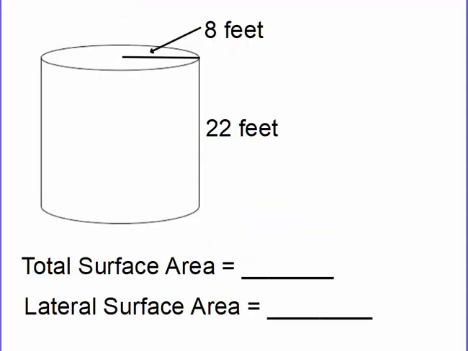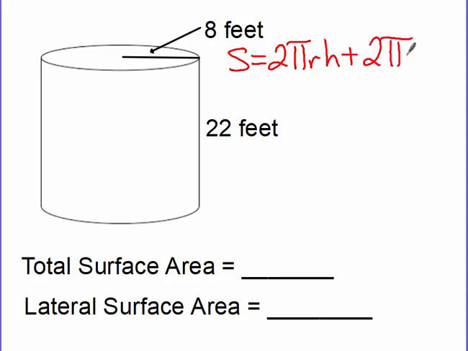So let's see if you can do one by yourself. Again, the formula is S is equal to 2 pi RH plus 2 pi r squared. So pause the video and find the total surface area and lateral surface area of this cylinder.